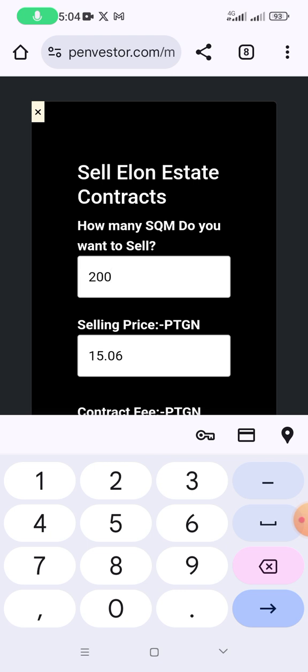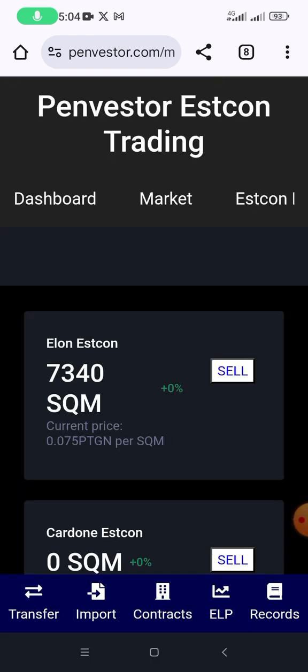If you come here, if you sell any ESTCON through this particular contract, that is in this contract section, it will reflect in the market, but it is taking the normal market price or the current market price. But if you go to the exchange, you are buying and selling at a custom market price. So I'm going to use the exchange, and you understand what I'm talking about.